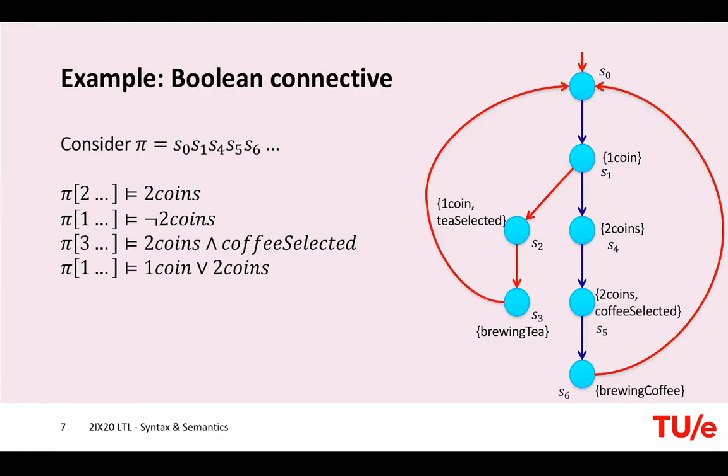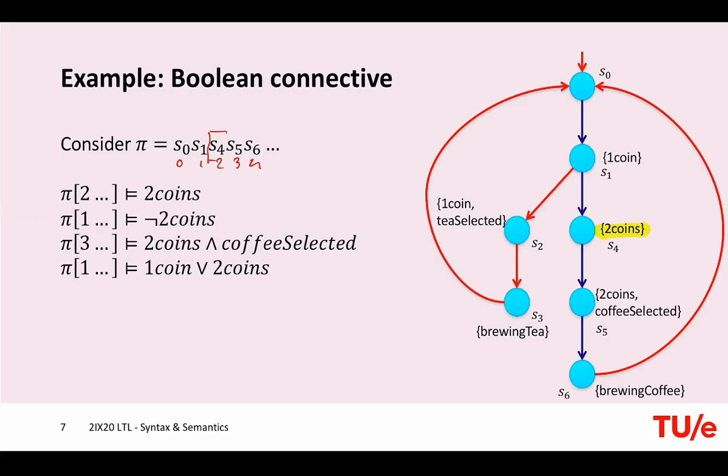But before we do so, we can have a look at an example. So consider the path pi is S0, S1, S4, S5, and S6, which I highlighted in blue in the Kripke structure on the right. Now, if we look at that, then pi from position 2 onwards, so remember that we have positions 0, 1, 2, 3, 4, etc., is the suffix here that starts at S4. Path pi from position 2 onward satisfies the atomic proposition 2 coins, because state S4 here satisfies 2 coins.